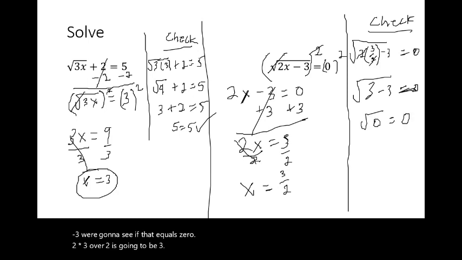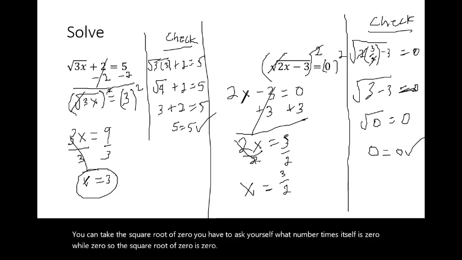You can take the square root of 0. You have to ask yourself, what number times itself is 0? Well, 0. So the square root of 0 is 0. And since we got the same number on both sides of the equal sign, that means x equals 3 over 2 satisfied the equation, and is our final answer.